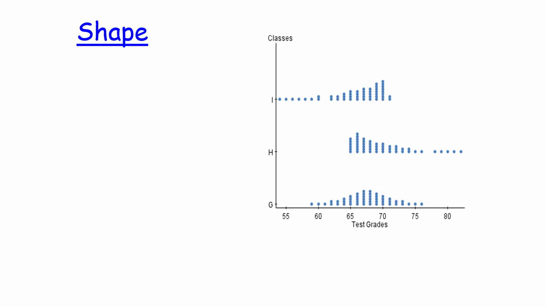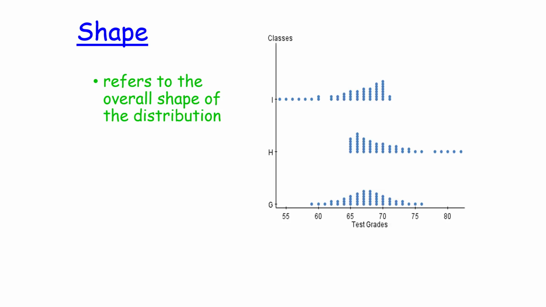Now, the shape of a graph refers to the overall shape of the distribution. We have symmetrical, uniform, skewed, or bimodal. So what do each of these shapes mean? If we have a hill on the right, what does that mean? If there's a hill on the left, what does that mean? What if there's a middle hill? What does that mean?